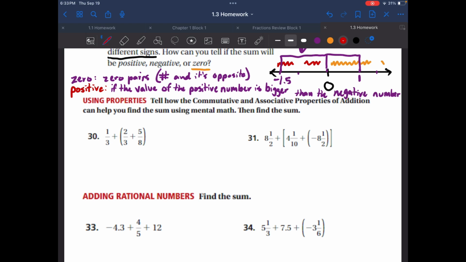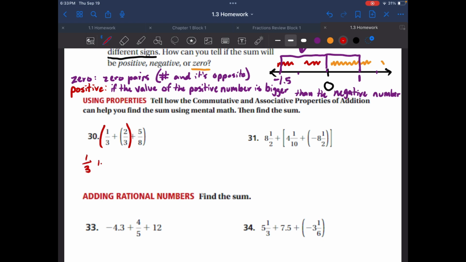All right. Using commutative and associative properties of addition, can you help find the sum using mental math? Again, big words here, but what this is saying is instead of following the parentheses right away, can you move the parentheses so that it makes this problem a whole lot easier? When we are just adding or just subtracting, I can move my parentheses all I want. And so I'm going to make parentheses around 2/3 and 1/3, and I'm going to start right there.